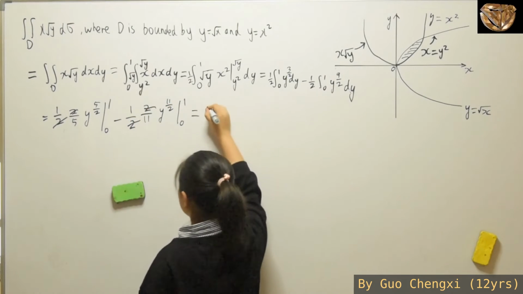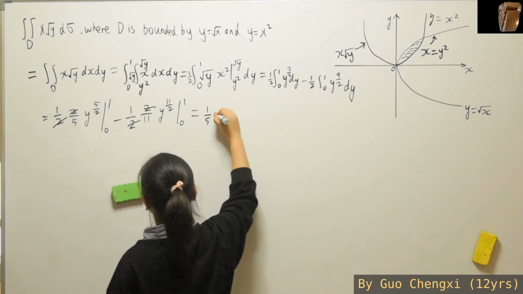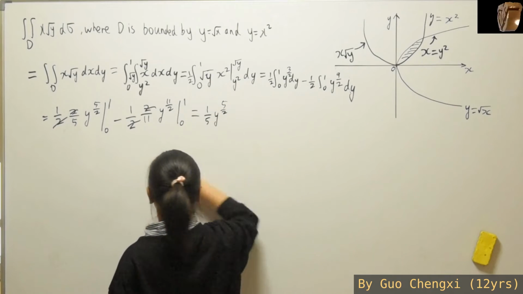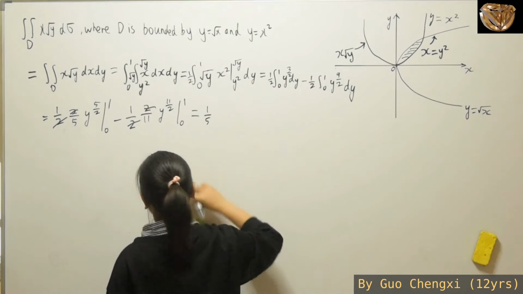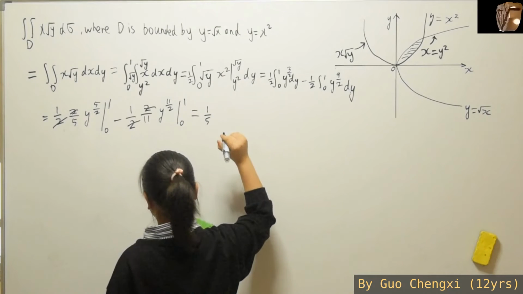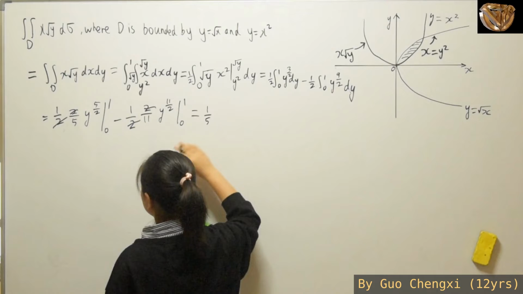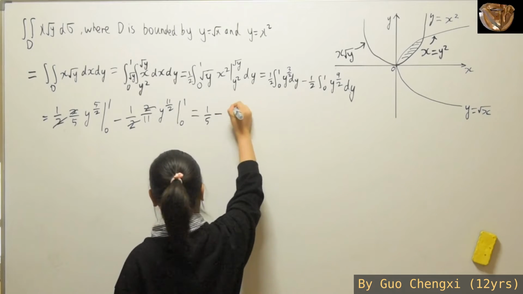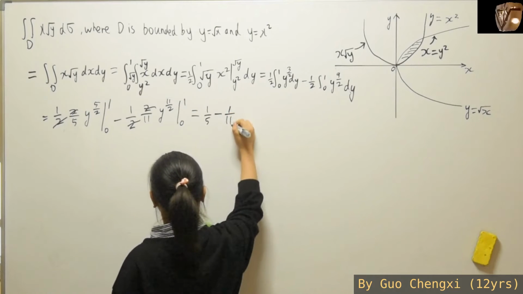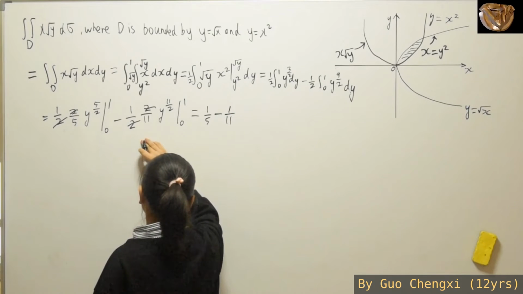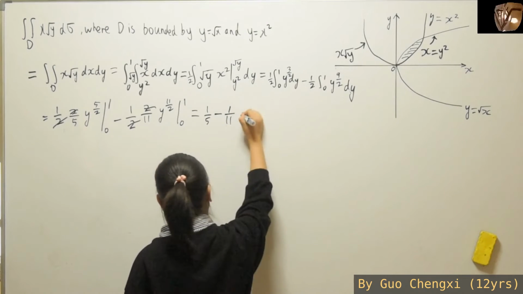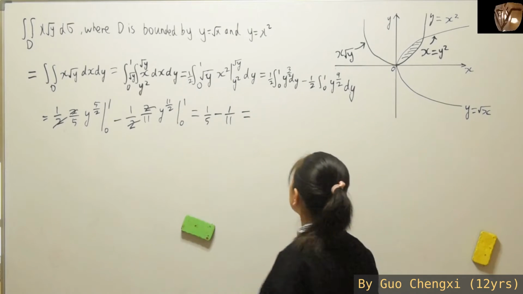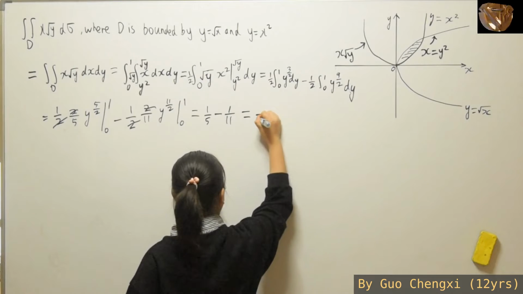And you'll get 1 over 5 y to the power of 5 over 2, and then if you substitute 1 inside, it will just stay as 1 over 5, but if you substitute 0 inside, you're going to get 0, so you can ignore it. While for this part, you're just going to get 1 over 11 over here. Okay, so what is 1 over 5 minus 1 over 11? So here you have 55.